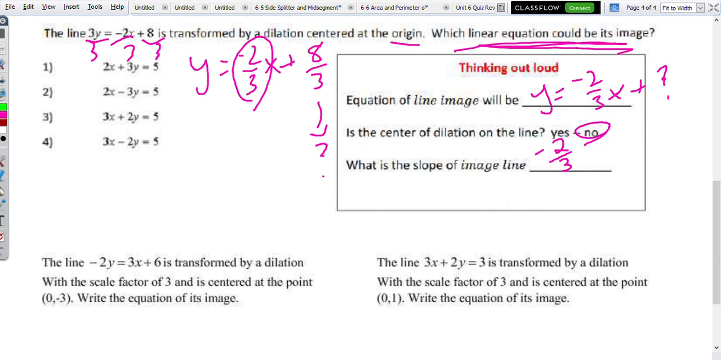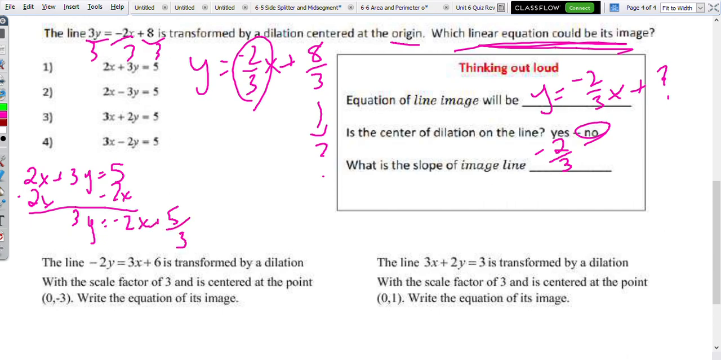Could be its image. So let's take a look at the first one. It's 2x plus 3y equals 5. So when we do this, notice the first thing we have to do is subtract 2x. This is going to give us 3y equals negative 2x plus 5. And then I'm going to divide everything by 3. And notice when I do that, what happens to our slope here? It's negative 2/3. It matches. It's the same. So that means our answer is choice 1. Circle it.